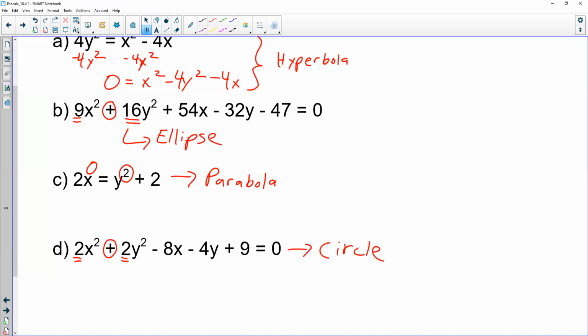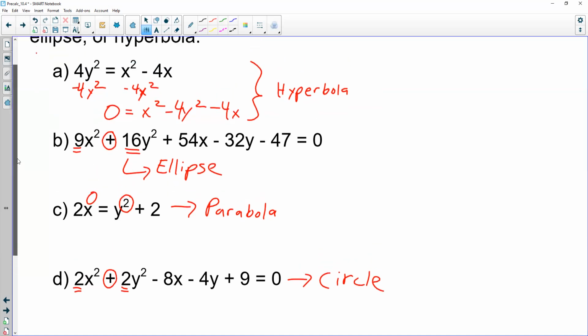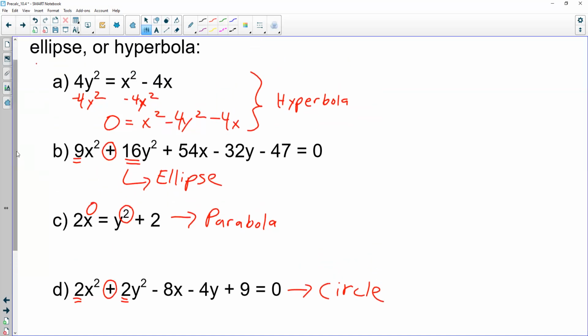Okay, so if you understand that reasoning and how we can use the clues in the equation to identify which conic section it is, you should be all set for your practice assignment. Good luck.